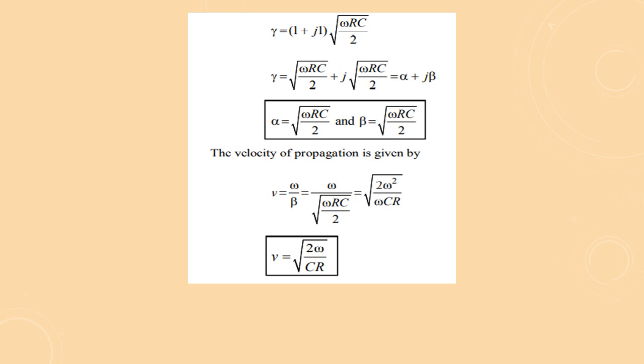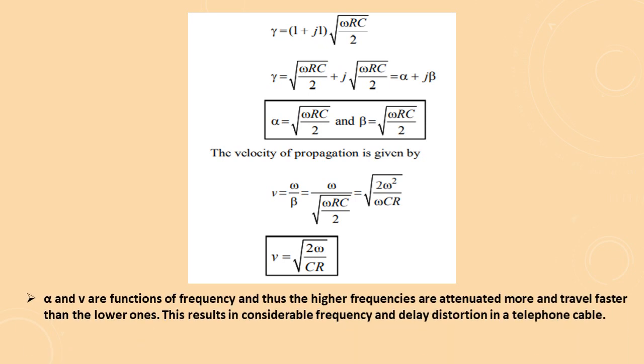So the attenuation constant and the phase constant of the telephonic cable are quite similar. And coming to the velocity of propagation of the telephonic cable, we know that the velocity of propagation v equals omega by beta. So if we substitute, we get the velocity of propagation of the telephonic line as square root of 2 omega by CR. So this is about the telephonic cable.